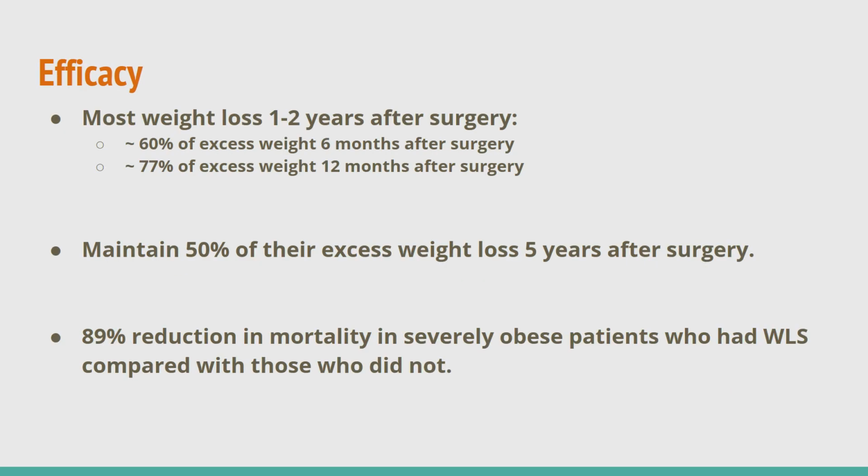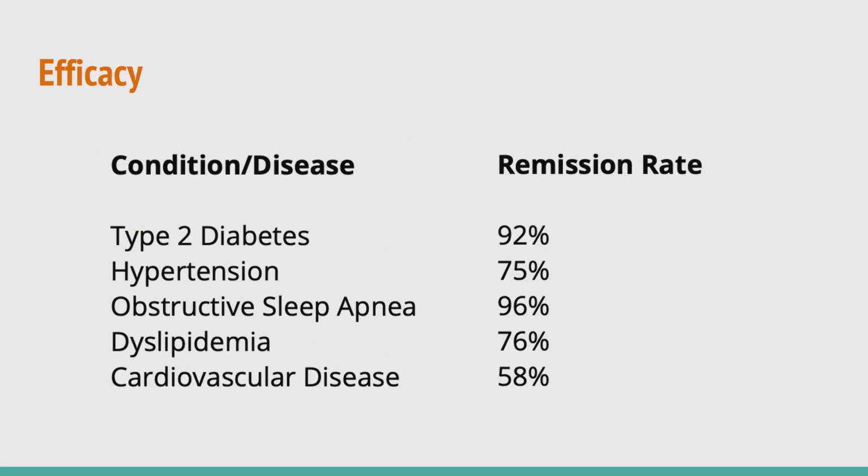Needless to say, if a patient undergoes bariatric surgery, he will lose his weight in 1 to 2 years by 60 to 77%, and he will maintain this weight till 5 years. 50% of these patients will maintain this weight up to 5 years, and there will be an 89% reduction in mortality in severely obese patients who have undergone weight loss surgery as compared to a person who has not undergone bariatric surgery. So bariatric surgery leads to remission of diabetes, hypertension, obesity-related sleep apnea, dyslipidemia, and cardiovascular disease, approximately 58 to 92% overall.